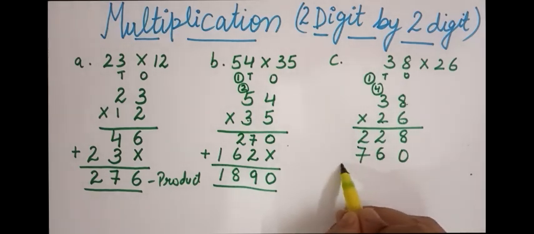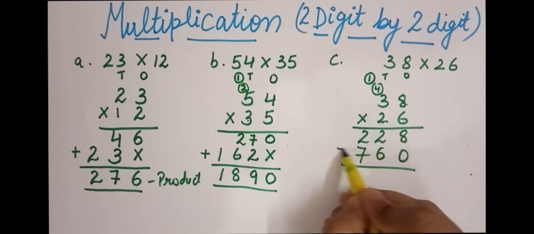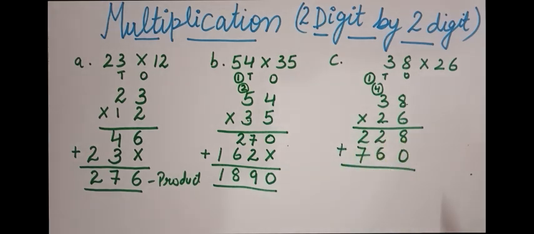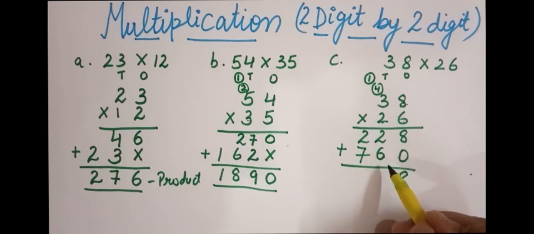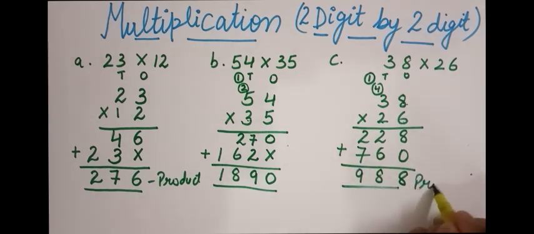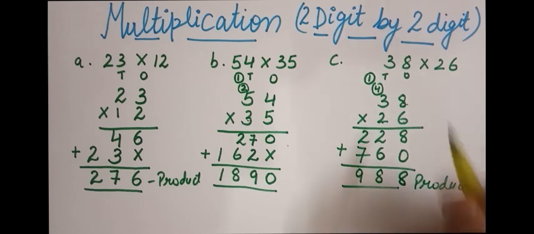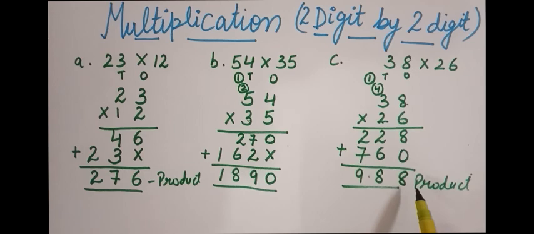Then I'll sketch a line and I will add both the numbers. For adding I have used the plus sign. So 8 plus 0, it is 8. Now 2 plus 6. 2 plus 6 is 8. And 2 plus 7, it is 9. That means the product of multiplying 38 by 26 is 988.